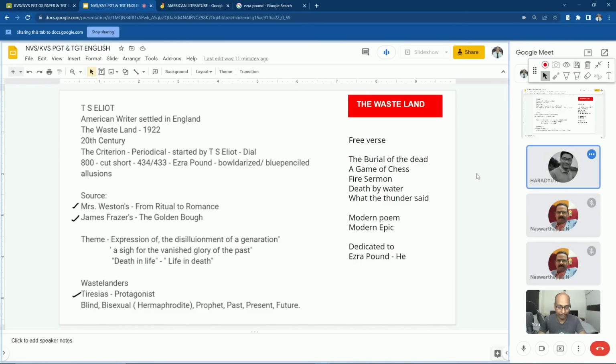Shanti, Shanti, Shanti. The three words. That is the way the poem ends.